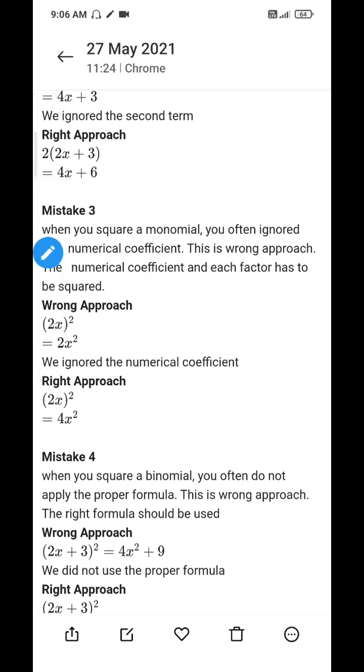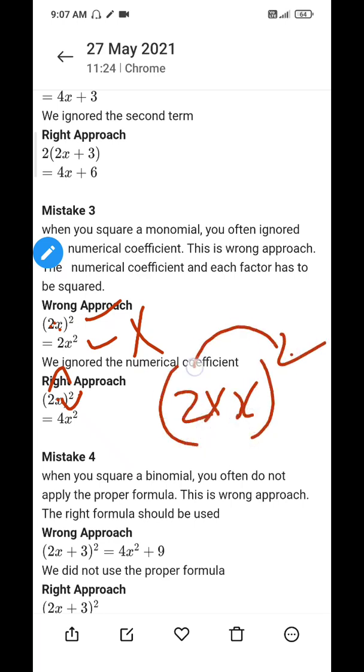In the third mistake, we square a monomial, here you see (2x) the whole squared. So when we square terms like these, we must square the numerical coefficient and also the letter, both. So usually students write (2x) the whole squared as 2x squared. This is wrong. Under the right approach, (2x) the whole squared means you must square the 2 and also you must square the x, because 2x means 2 into x the whole squared.